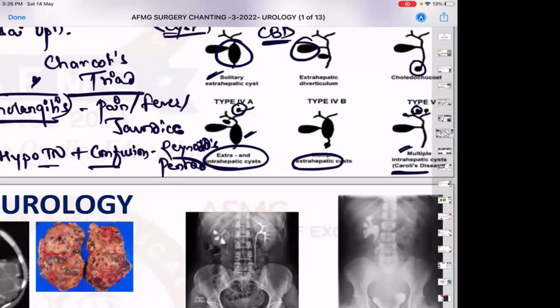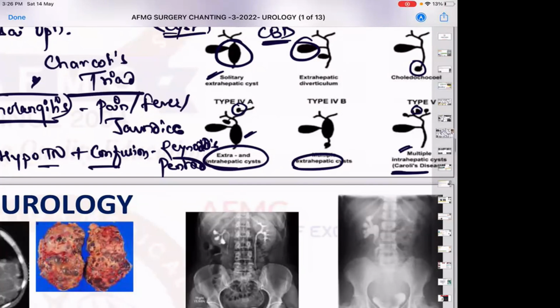So quickly: type 1, type 2, type 3 CBD. Type 4A extra and intrahepatic. Type 4B extrahepatic only. Type 5 intrahepatic only. And type 5 is also called Caroli's disease.